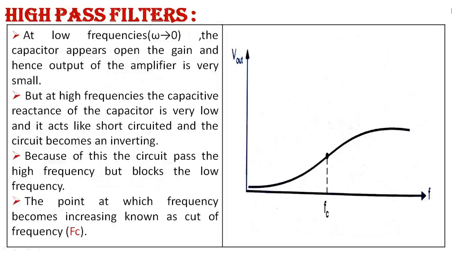It blocks the low frequency and passes the high frequency. The point where the gain starts increasing is called the cutoff frequency. At low frequency, omega is equal to 0, the capacitor appears open, and hence the gain and output of the amplifier are very small. But at high frequency, the capacitive reactance of the capacitor is very low and it acts like a short circuit, and the circuit becomes an inverting amplifier. Because of this, the circuit passes the high frequency but blocks the low frequency. The point at which the gain becomes increasing is known as the cutoff frequency.